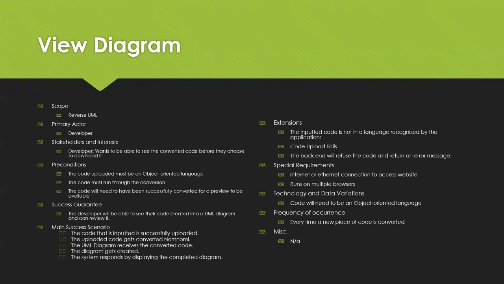Again, some technology and data variations. It needs to be an object-oriented language. Frequency of occurrence is every time a new piece of code is converted, and nothing miscellaneous here.